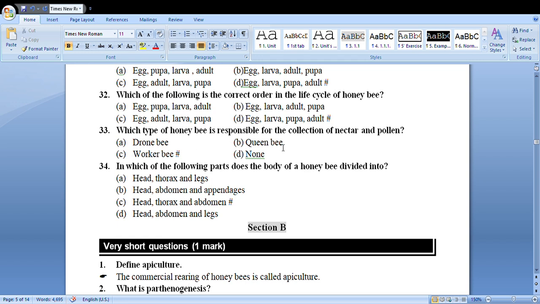Which type of bee is responsible for the collection of nectar and pollen? Obviously worker bee. Into which of the following parts is the body of a honey bee divided? Obviously mainly three parts, that is head, thorax and abdomen.